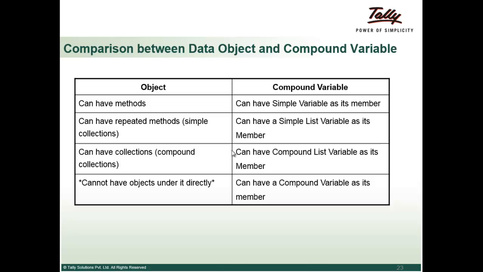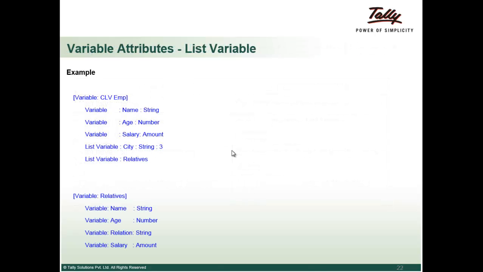Whereas a compound variable can have a simple list variable as its member. So here we have the list variable city, which is a simple list variable. Why is it a simple list variable? Because the list variable city stores different values of the same data type, string. That's why it is a simple list variable. So the simple list variable is comparable to the simple collection of an object.